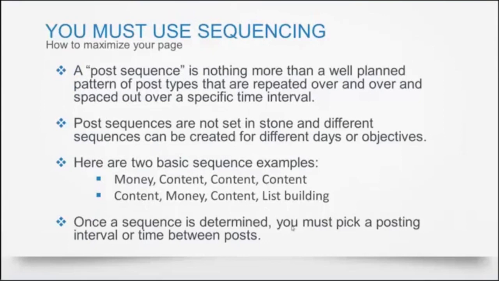Now a post sequence is nothing more than a well-planned pattern of posts that are repeated over and over and spaced out over a specific time interval. So it's a sequence of posts that you plan out ahead. You post those posts in order. You repeat them in order. When you get to the end of the sequence, you start the sequence over again and post them again. Not the exact same images, not the exact same message text, but the same type and sequence of posts. You don't use the same image over and over again. You don't use the same content over and over again. You have to mix it up. But the sequence, the post types in that sequence, is what's crucial to maximizing traffic. And you have to space out the posting, so you're not posting every 5 minutes, every 3 hours, every 2.5 minutes, things like that, to maximize the leverage.